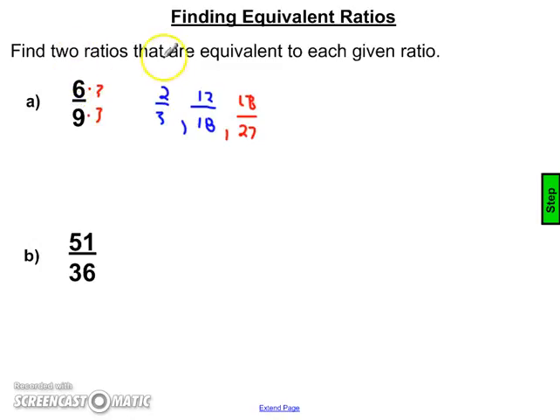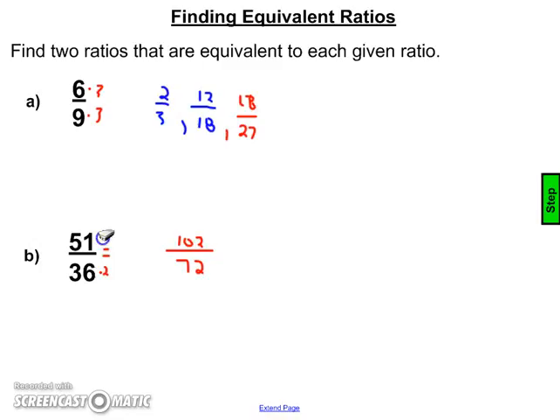Okay, we only needed to find 2. I found 3. All right, so 51 to 36. Now I have choices in this particular case, depending on what you want to do. Let's do the simple one, I could multiply by 2. 51 times 2 is what, 102? And 36 times 2 is 72. And so that would be an equivalent ratio.